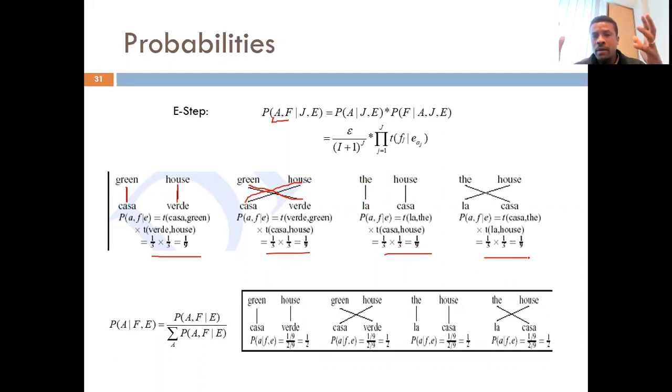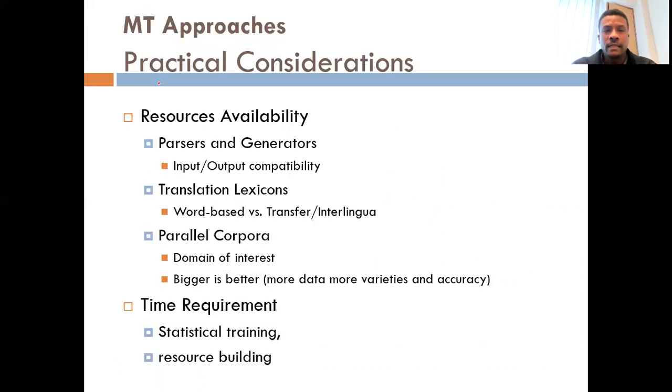But to create the whole model you need many parallel corpora with these statistics. Now, whenever you develop a machine learning approach to machine translation, there are very practical issues that you need to consider. The first one is resource availability. Do you have a parser and a generator? A parser converts the word order of the source into the word order of the target language, so you need a parser to understand the sentence of the source language and a generator to produce the word order of the target language.